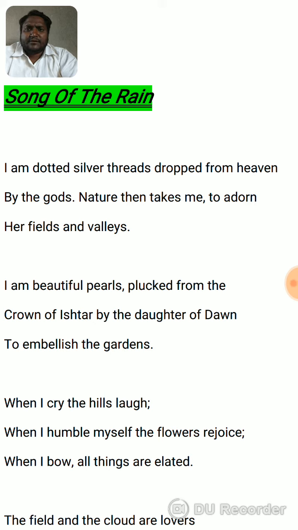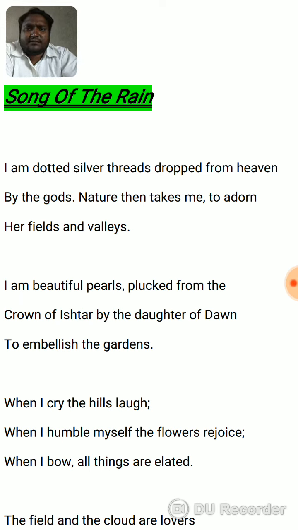Now, this poem, Song of the Rain, is totally personification. Rain says I am, everywhere I am, so that is personification. So we won't talk about personification of rain. Leaving personification, what are the other poetic devices that have been used? We'll discuss that. Let us go to the first stanza.